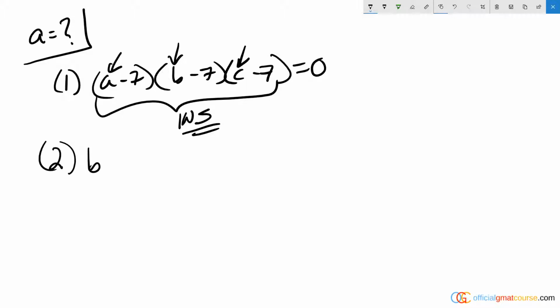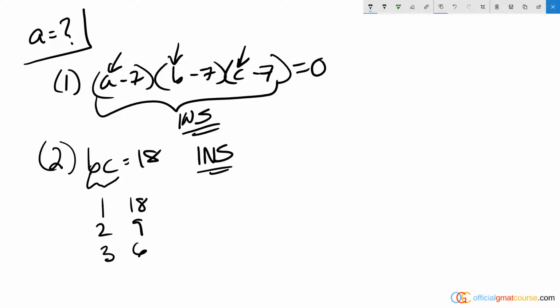Statement 2 tells me b times c equals 18. Well, it doesn't tell me anything about a, so it's clearly insufficient. When you drill into this, because we know that a, b, and c are all integers, that means b and c could be 1 and 18, 2 and 9, 3 and 6, and I think that's about it, right?